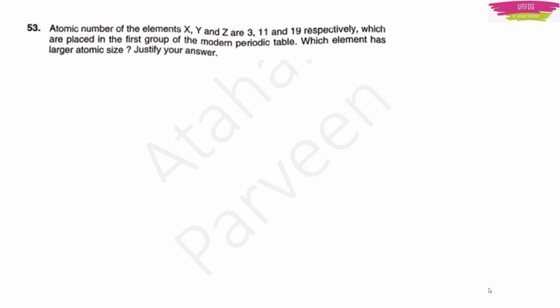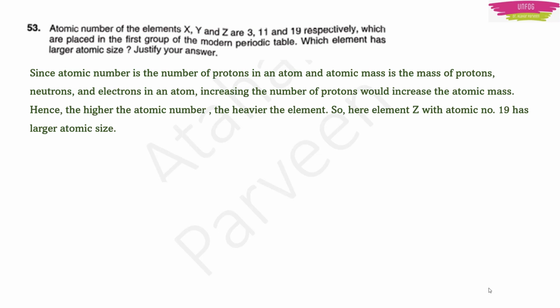So here element Z with atomic number 19 should have larger atomic size. But we need to explain this, right? We have to justify the answer. So you can write it this way.